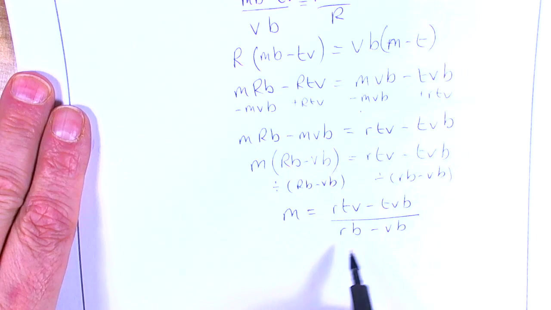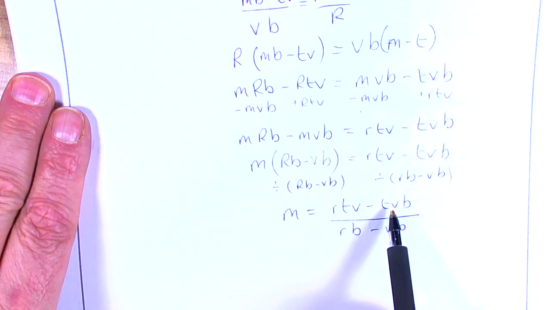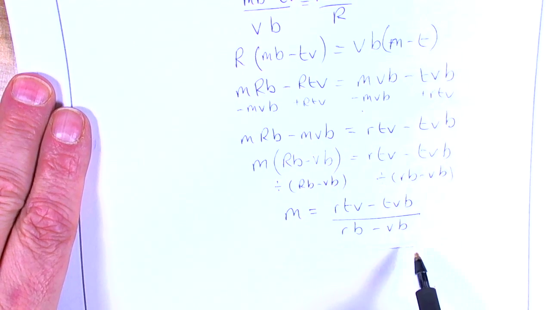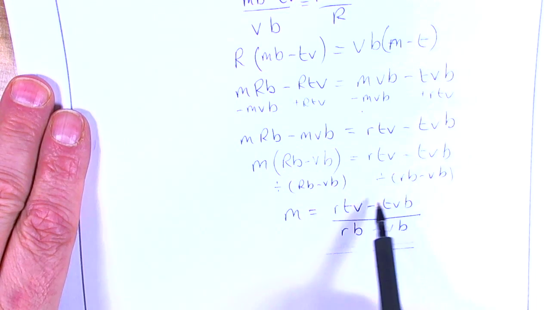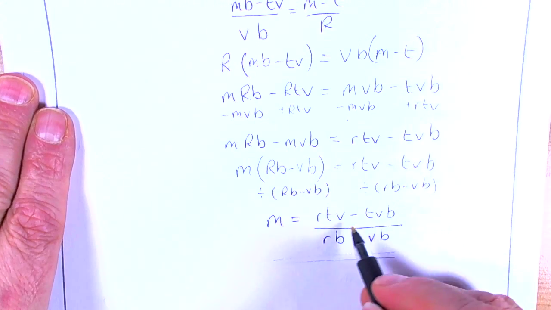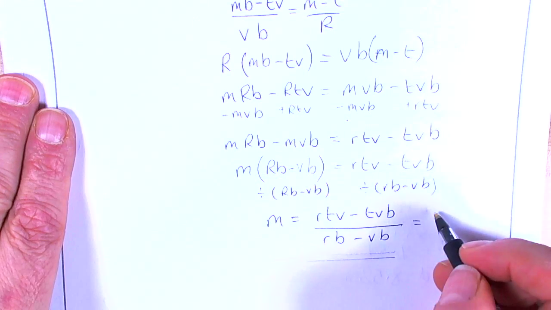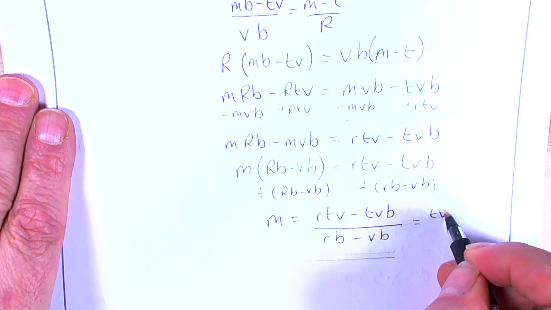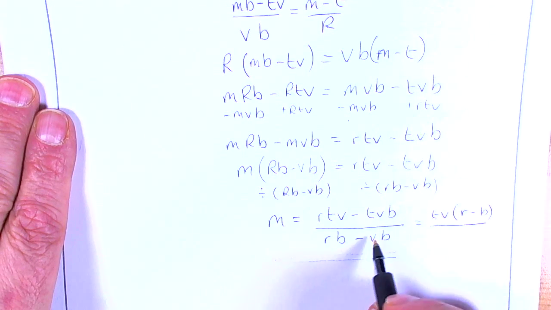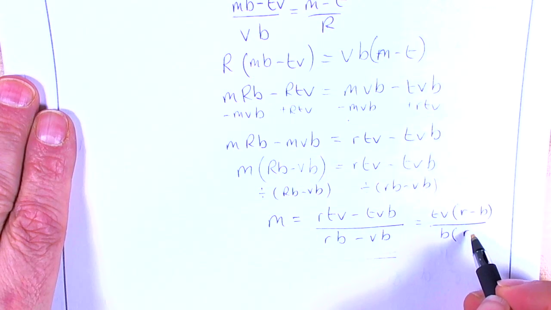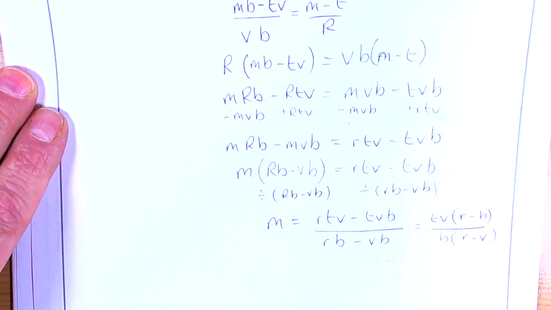So that would be our final answer at this stage. We have M as a subject and all the other letters on the right hand side of the equals. So that would be how we could rearrange that to give us the right answer. Now there are some common factors in these, so we could neaten this up a little bit if we wanted to, but that would be enough to get you the full marks. But we'll neaten it up a little bit. We've got TV in both of these, so it'll be TV bracket R take away B over, and in this one we've got a B in both, so B bracket R take away V. So I'll just neaten it up a little bit, but M equals all of that.